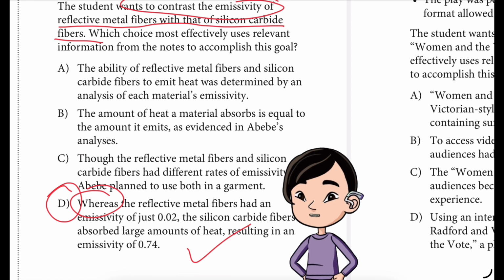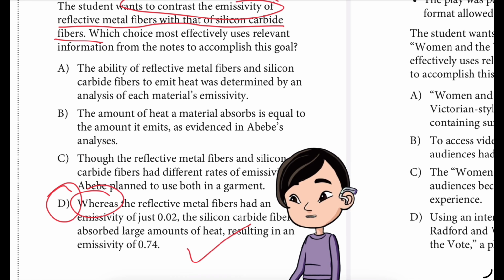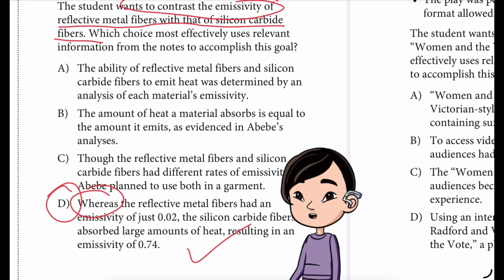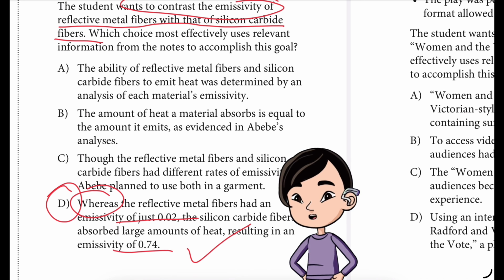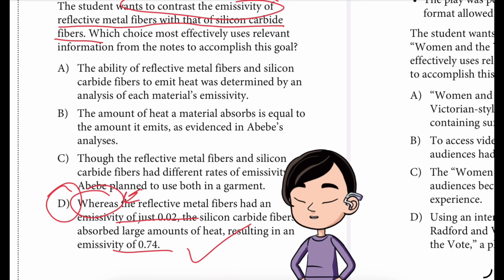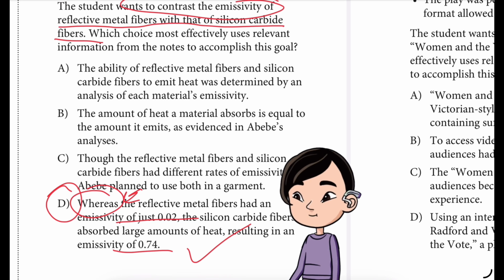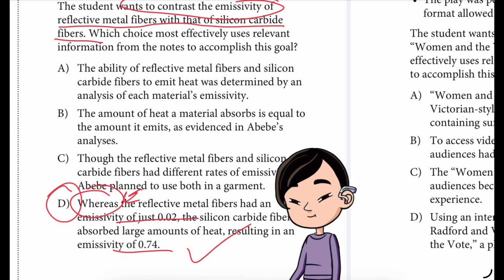Choice C is incorrect. While the sentence includes a generalization about the emissivities of reflective metal fibers and silicon carbide fibers, it emphasizes Abebe's plans for their use in a garment. It doesn't contrast the emissivities of the two fibers.